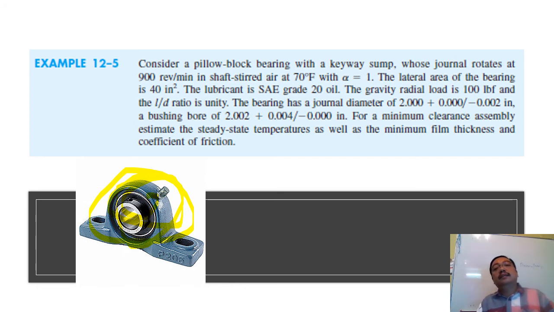The lubricant has a journal diameter tolerance plus or minus, and the bushing bore you can read. For minimum clearance assembly, estimate the steady state temperature as well as the minimum film thickness and coefficient of friction. Okay, how to do this question? They want us to find the steady state temperature as well as the minimum film thickness and coefficient of friction.